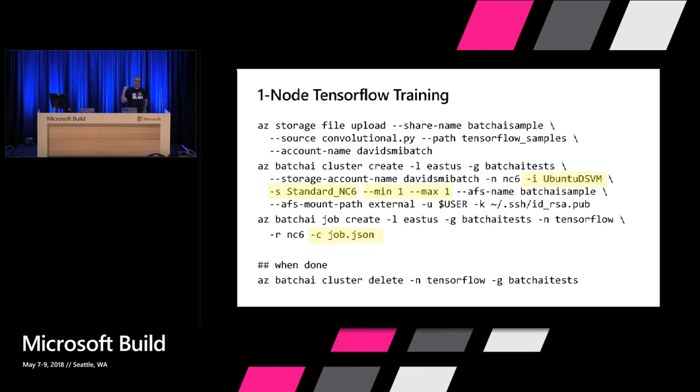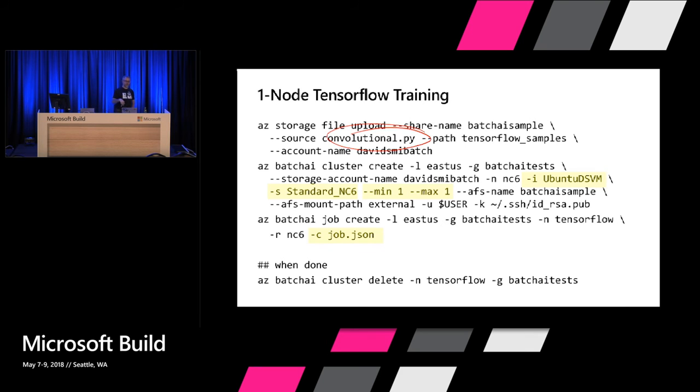Now that we've set up the Batch AI cluster, and we've set up the storage network, we can actually do the real work. And this is where we interface with the Azure Batch API. So first of all, I've got this file that I'm going to show you in a moment called convolutional.py, and that's what Python is going to run to do the MNIST analysis.